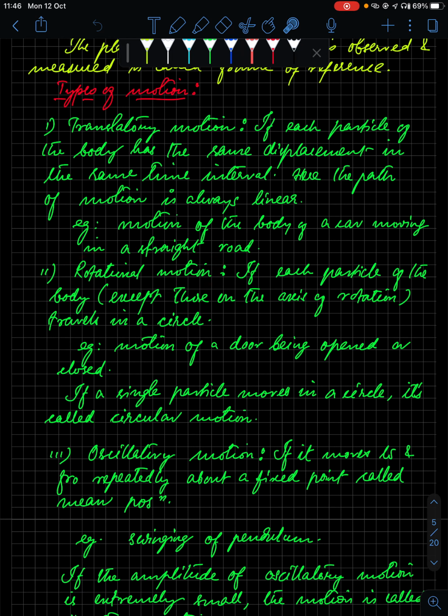Okay. So translatory motion, when you call something as translatory motion, you see any body, any car traveling in a straight line is having a translatory motion. Okay. When you talk about rotational motion, the door being opened or closed can be an example of rotational motion. Okay, even the fan can be an example. A moving fan can be an example of a rotational motion.